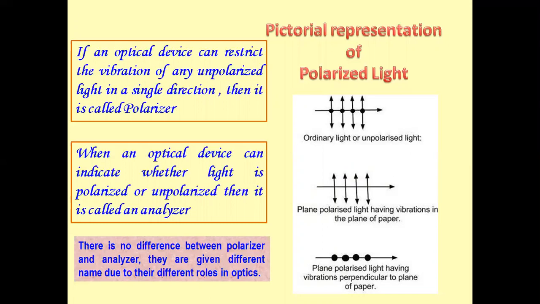Now, the pictorial representation of polarized light. Usually, plane polarized light vibrates in the plane of the paper and is represented by a straight arrow. This is the straight arrow. When the vibrations of polarized light are perpendicular to the plane of the paper, they are represented by dots.